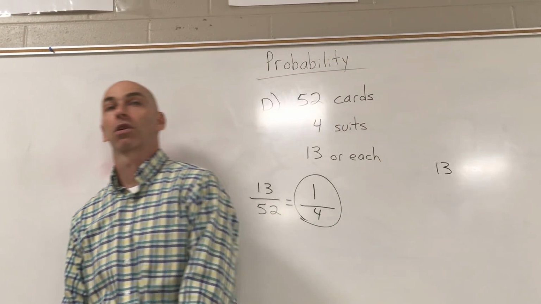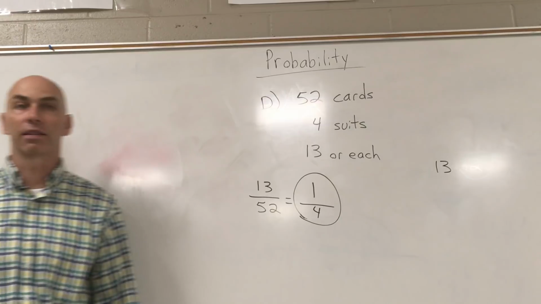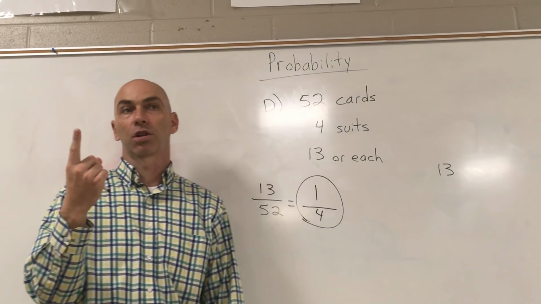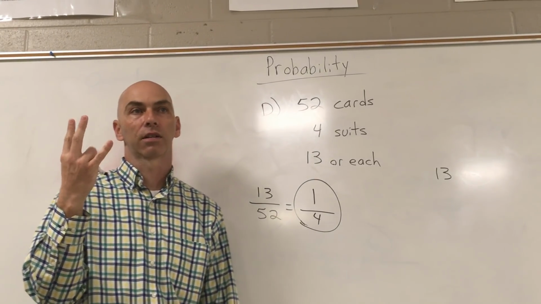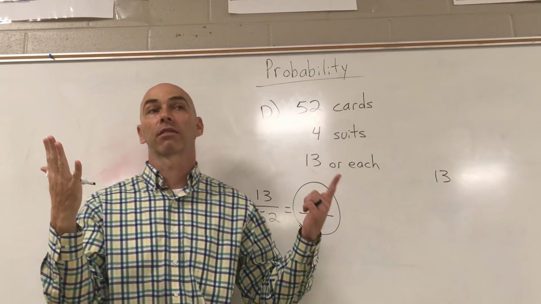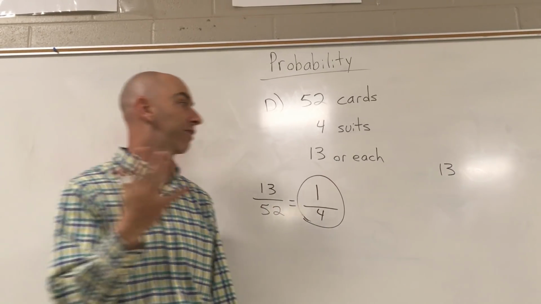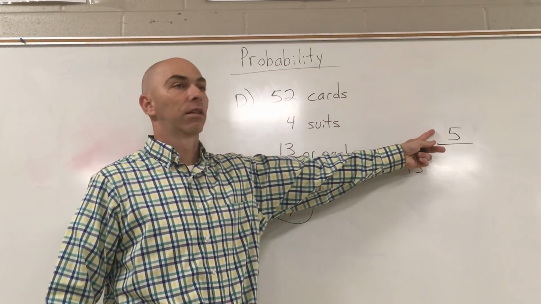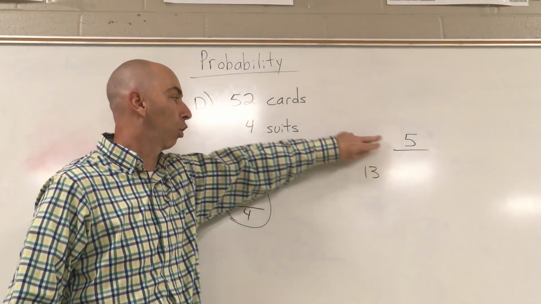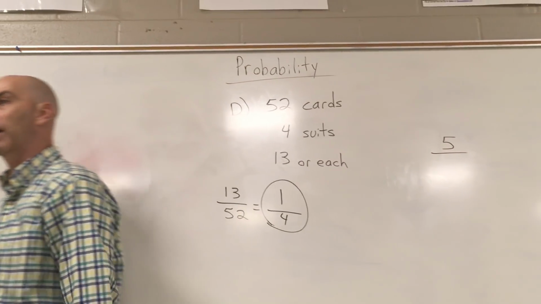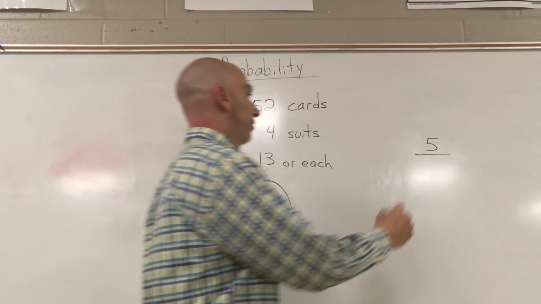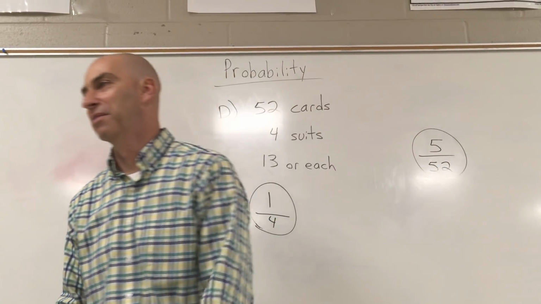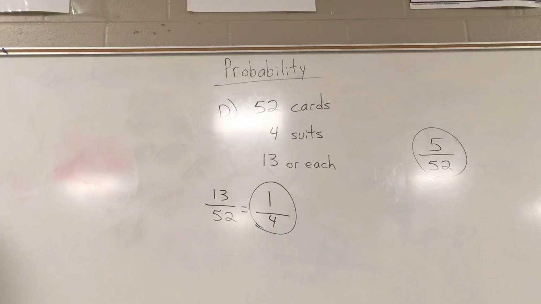Even numbers. So how many even numbers are there in the spades? 2, 4, 6, 8, 10. So there's 5, nothing higher than that because there are no other numbers. So there's 5 even numbered spades in the whole deck. And how many does the whole deck have? 52. Can we reduce 5 over 52? No. Probably not.